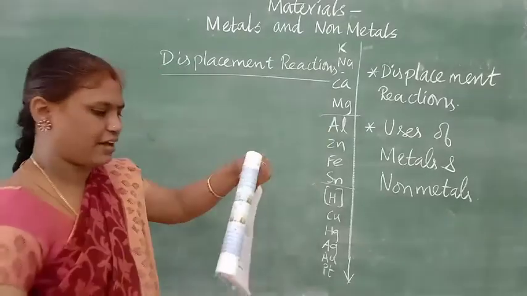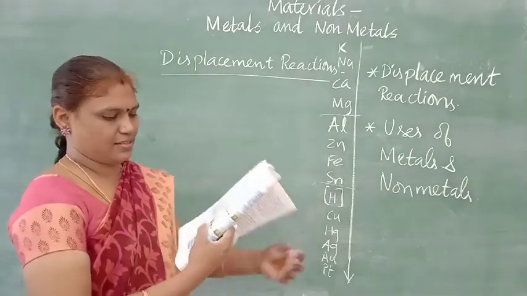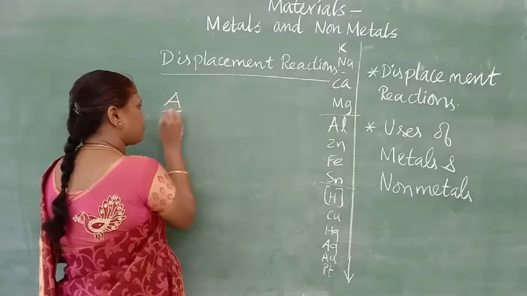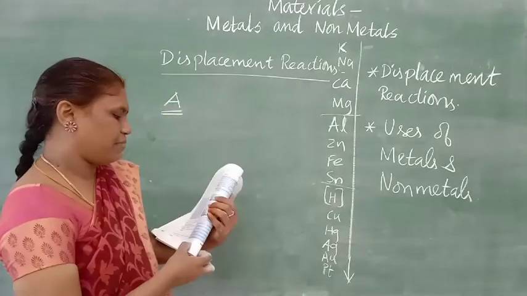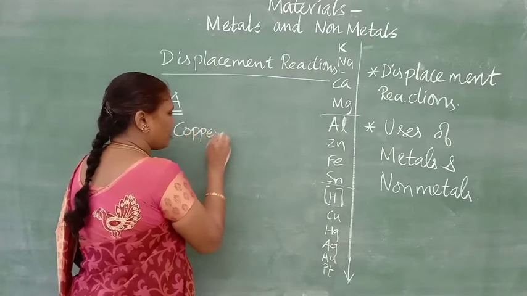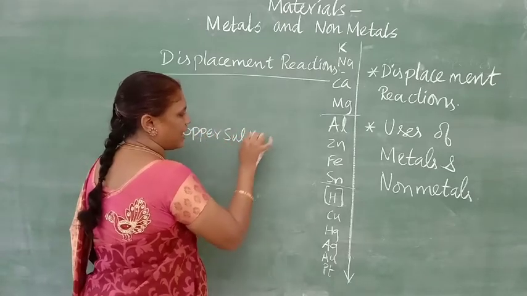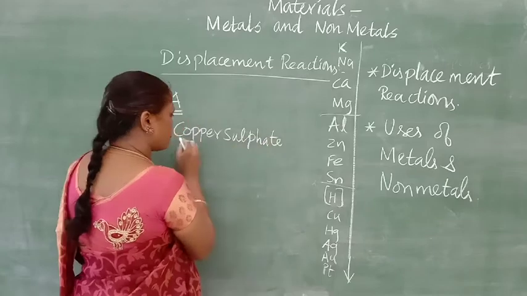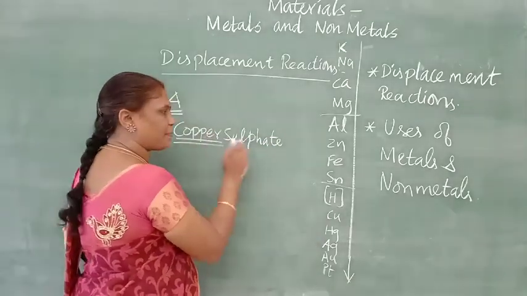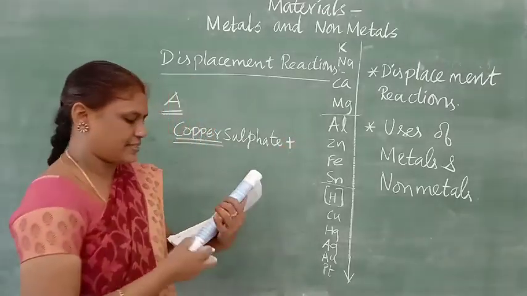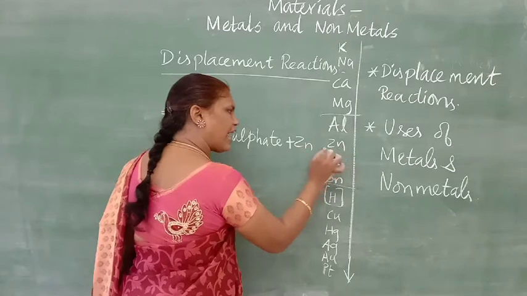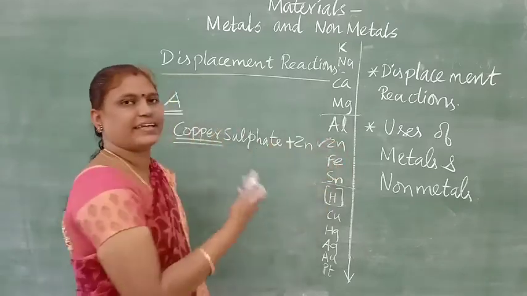In your book, they have given 5 beakers. Now, let us see what they have taken in the first beaker. In beaker 1, they have taken copper sulfate. You can tell that this is a least reactive salt, so it is down. So it is a salt solution of copper sulfate, plus what they have given? Zinc. Zinc is a high reactive metal, so it can displace.